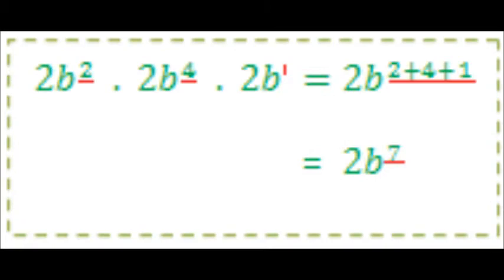Number 2. 2b squared times 2b to the fourth power times 2b equals 2b raised to 2 plus 4 plus 1 equals 2b raised to 7. These also have the same base, so you can add their exponents 2 plus 4 plus 1 equals 7 and copy its base 2b to have 2b raised to 7 as your answer.